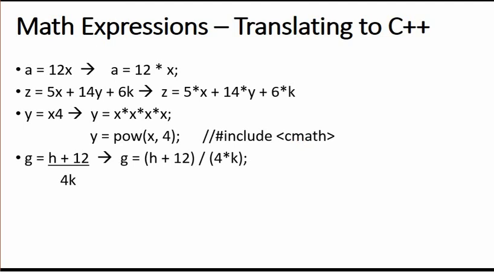So here we have a division problem. Well, we don't have a horizontal bar in C++, so we group the numerator, h plus 12, divided by the grouping of the denominator, 4 times k.